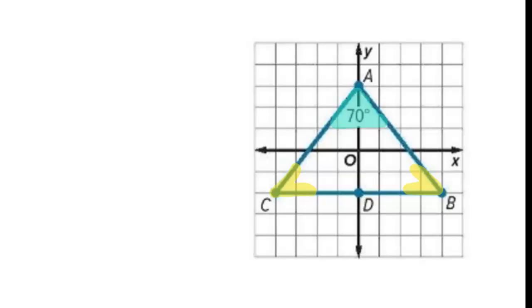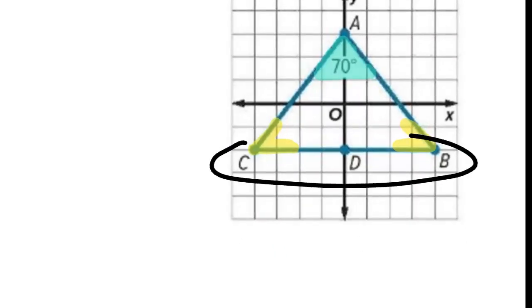Do I know that angles B and C are the same size? No. Well, if I knew what kind of triangle I was working with, it might help me determine whether or not those angles are congruent, because if it's equilateral or isosceles, I would have some congruent angles inside this triangle.